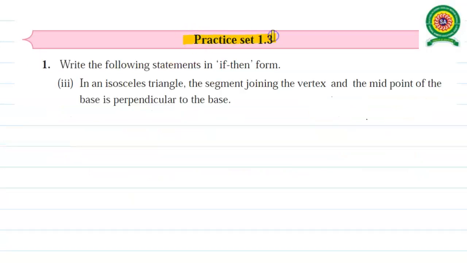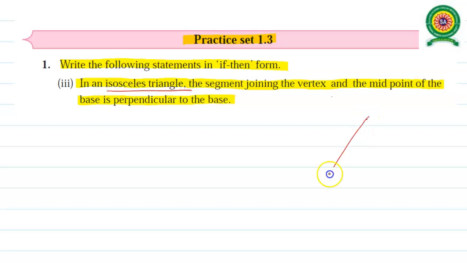Look at the third sub-question from question number 1. Write the following statement in if-then form. In an isosceles triangle, the segment joining the vertex and the midpoint of the base is perpendicular to the base. First of all, focus on what is meant by an isosceles triangle. Suppose we have a triangle PQR, and any two sides are congruent or equal. Suppose I consider PQ congruent to PR, then it is an isosceles triangle.